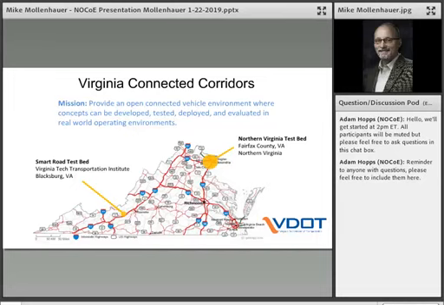So when I mentioned the connected corridor, in partnership with VDOT, we have developed what's called the Virginia Connected Corridors, and really there are two components to that. There's the Smart Road, which is down kind of in our backyard down in Blacksburg. It's a test track facility. We have 8 RSUs down there and a full-up test track where we can evaluate the safety and the performance of applications before they're migrated to the Northern Virginia test bed.